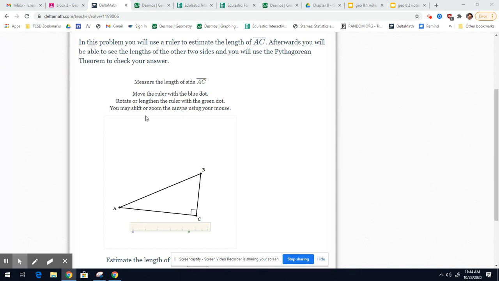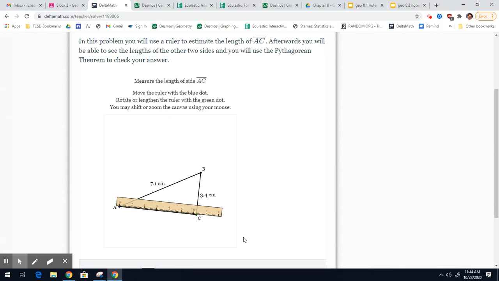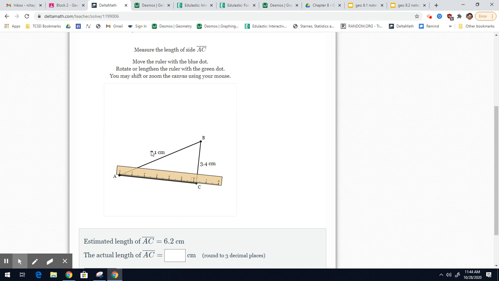Move the ruler with the blue dot, rotate or lengthen the ruler with the green dot. You may zoom or shift. So blue dot on A, green dot on C, and it looks like my length came out to be about 6.2. Remember, decimals and centimeters is good, 6.2. Perfect. So once I click try, notice the other two sides came up.